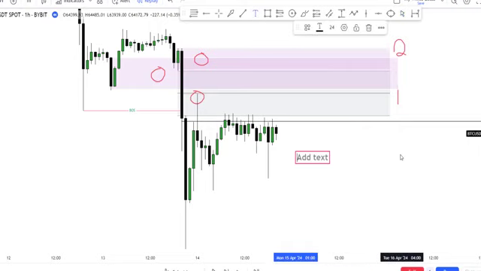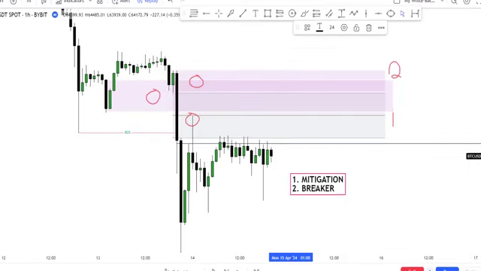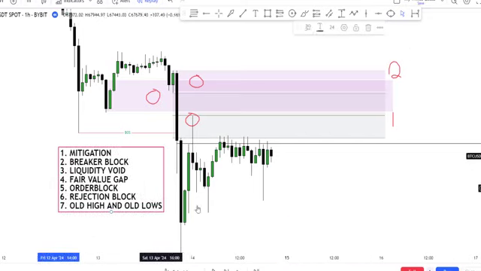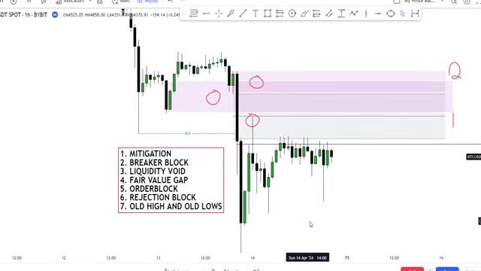You have, starting from the most important one, the mitigation block. All right. And the second one is a breaker block. All right. And the third one is a liquidity void. All right. So I'll just skip this video and write all of them, then I'll come back. So when you talk about the 7 institutional reference points, these are the 7 institutional reference points, and they are arranged according to their order of importance.